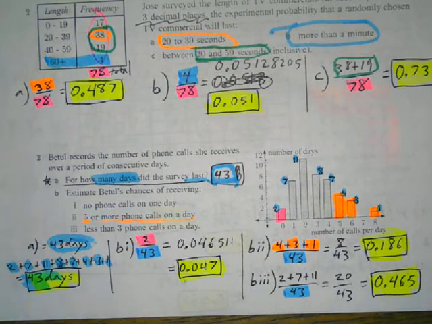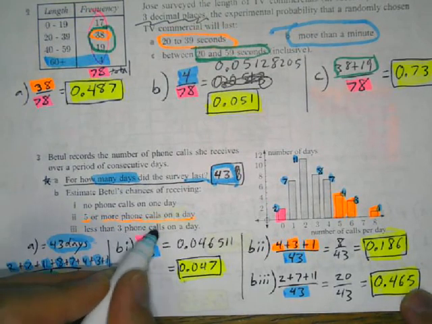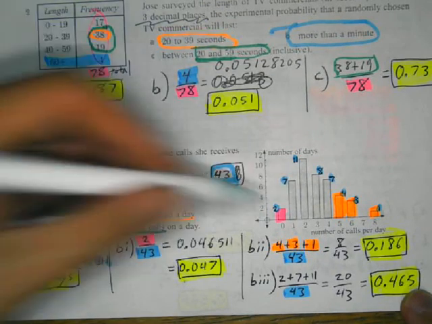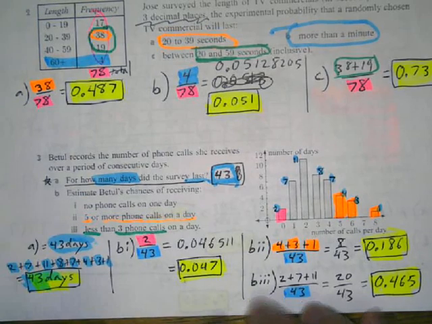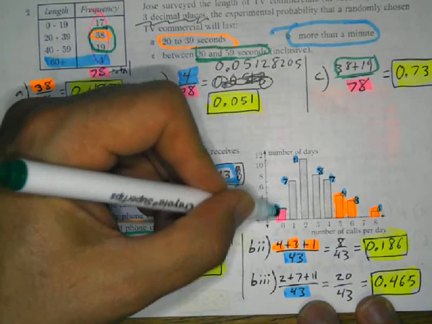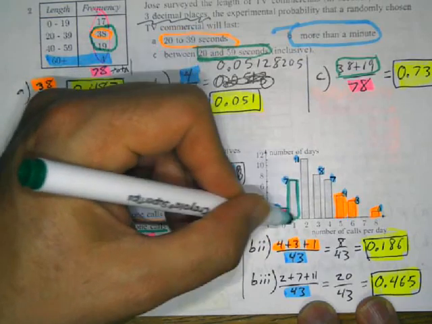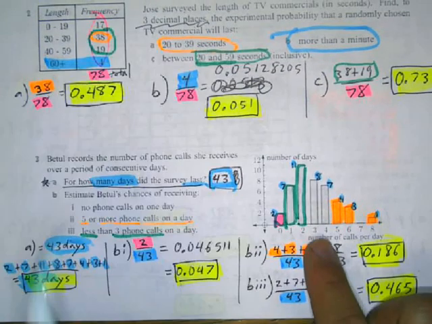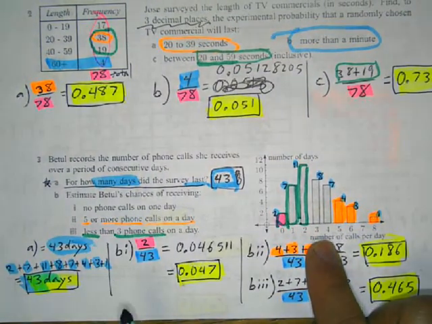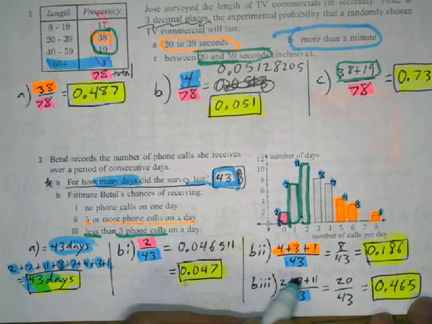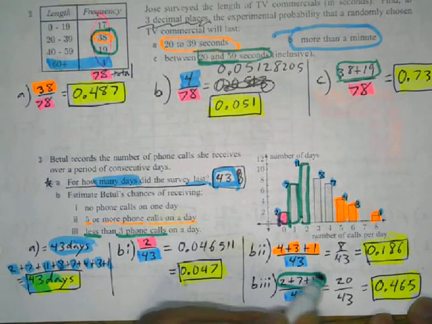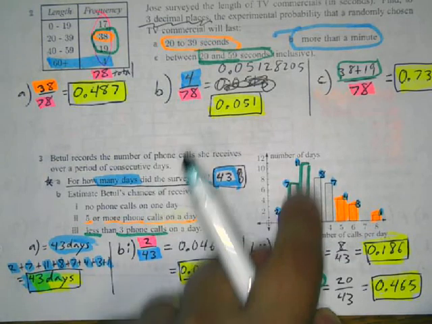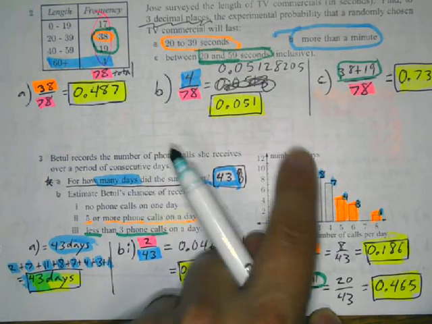Let's use green. Okay, less than 3 calls per day. So this is less than, it doesn't say not including. So I'm going to use 0, 1, and 2. And I'm not going to include this one here because it says less than. It doesn't say including 3. So adding those columns, I've got 2 and 7 and 11 in my numerator, because this is the experimental probability that I'm going to have less than 3 phone calls per day.